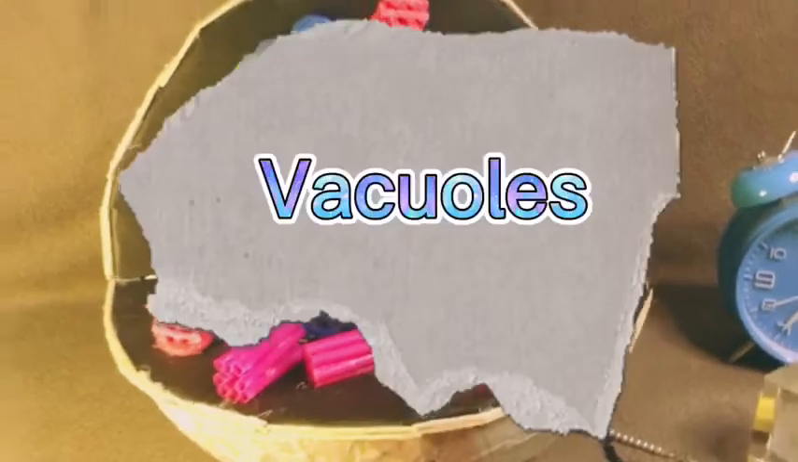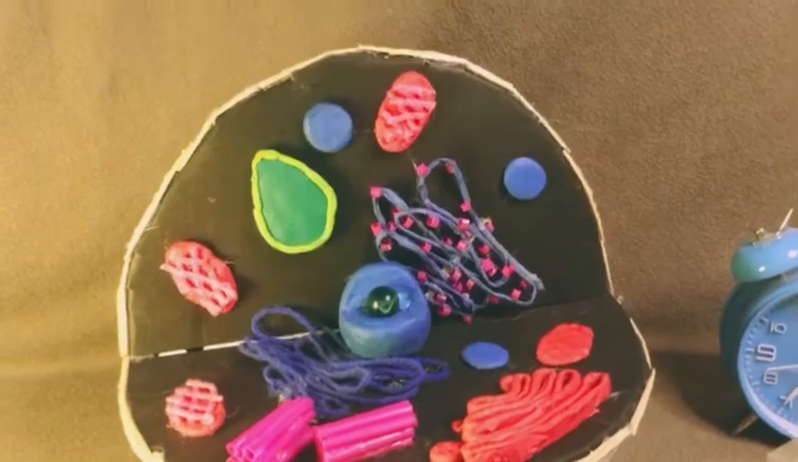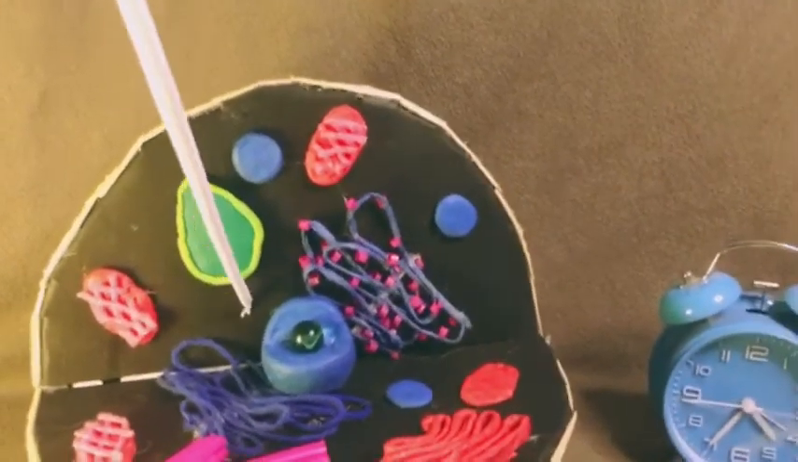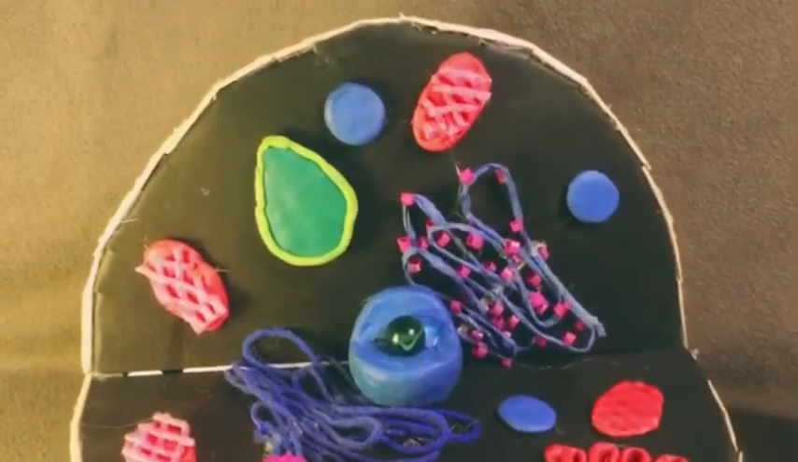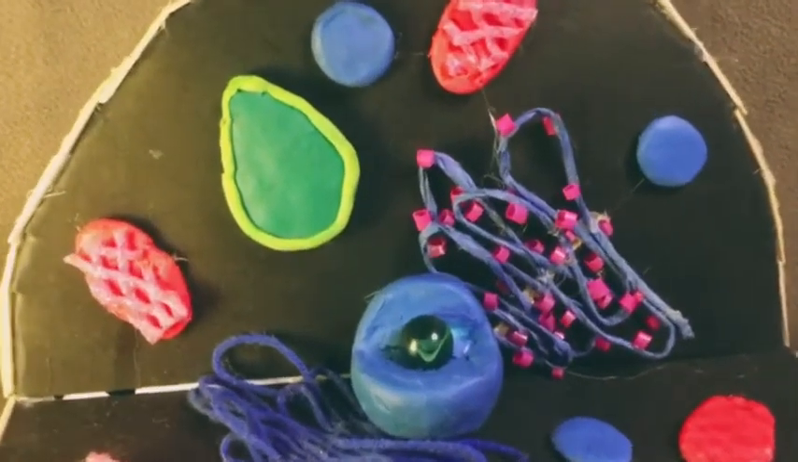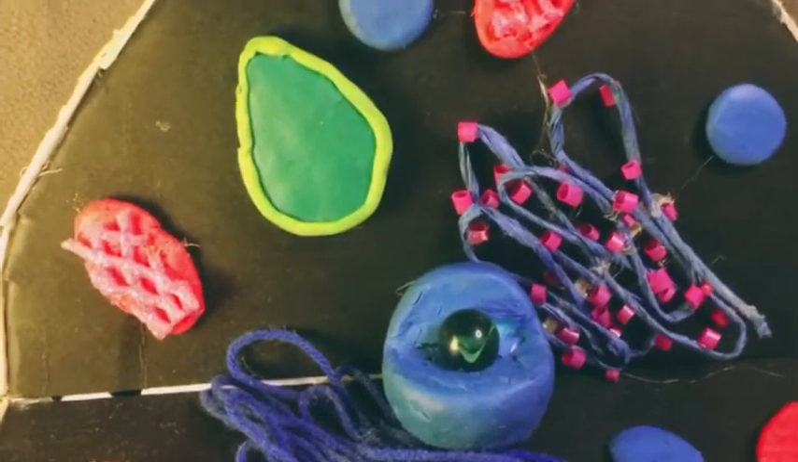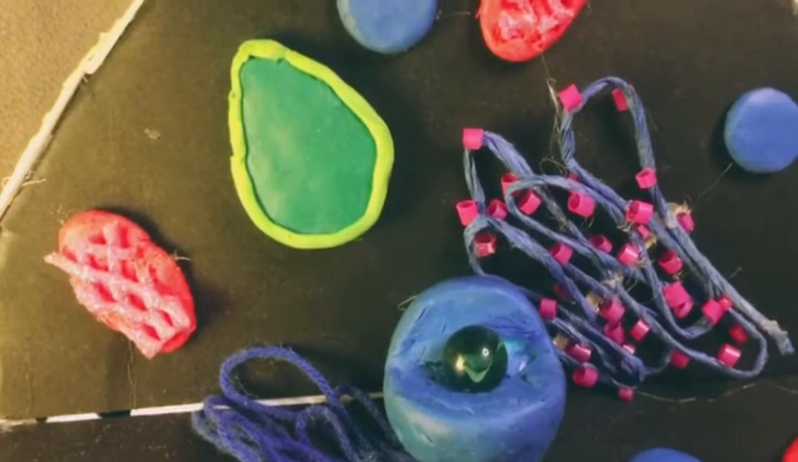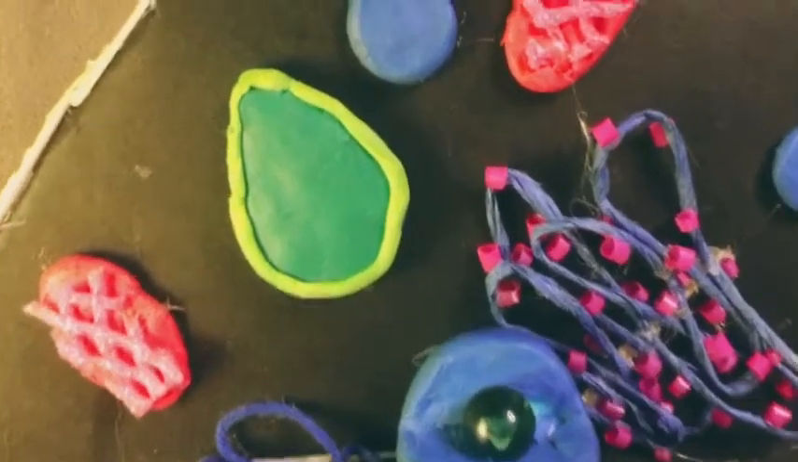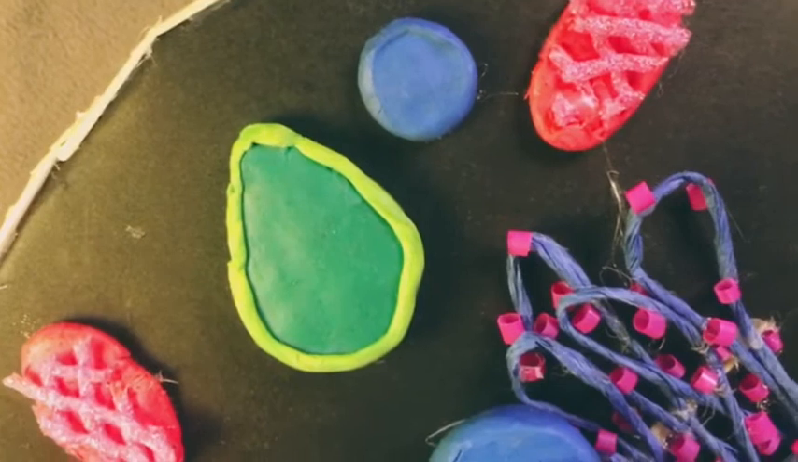Next is the vacuole. Where do you think is the vacuole? This green thing here is the vacuole. The vacuole is a membrane-bound organelle present inside the cell involved in maintaining shape and storing water, food, waste, etc. That's why it's big like this.